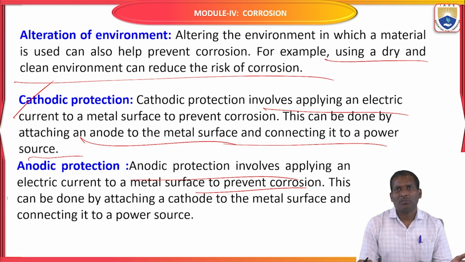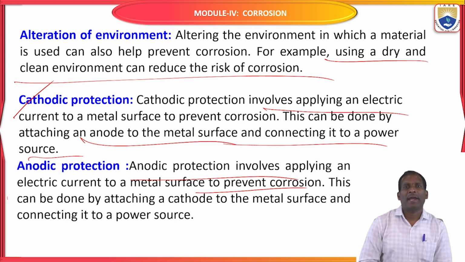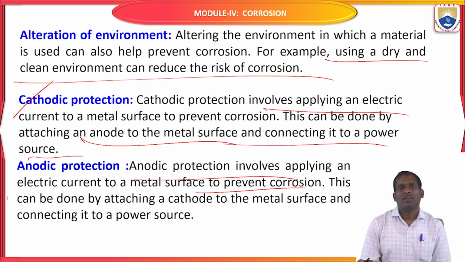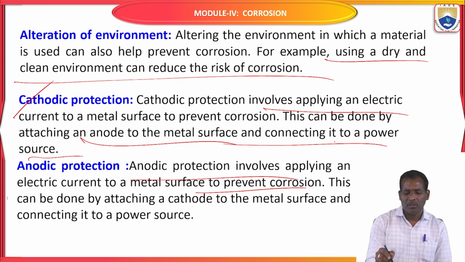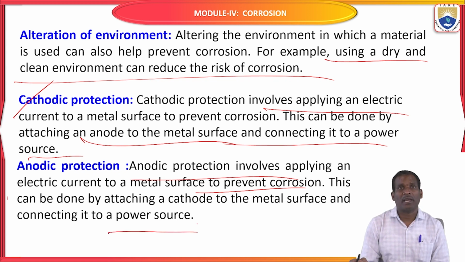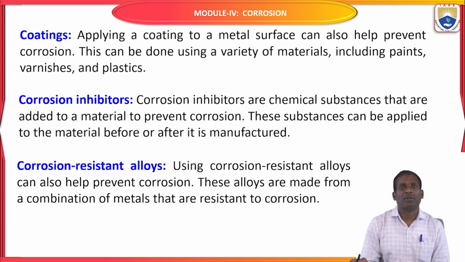So, in the previous case, cathodic protection is there. That involves applying an electric current to a metal surface to prevent corrosion. This can be done by attaching a cathode to the metal surface. In anodic protection, the cathode is attached to the metal surface and connected to the power source. But in cathodic protection, the anode is connected to the metal surface and connected to a power source. These are the differences between cathodic protection and anodic protection.